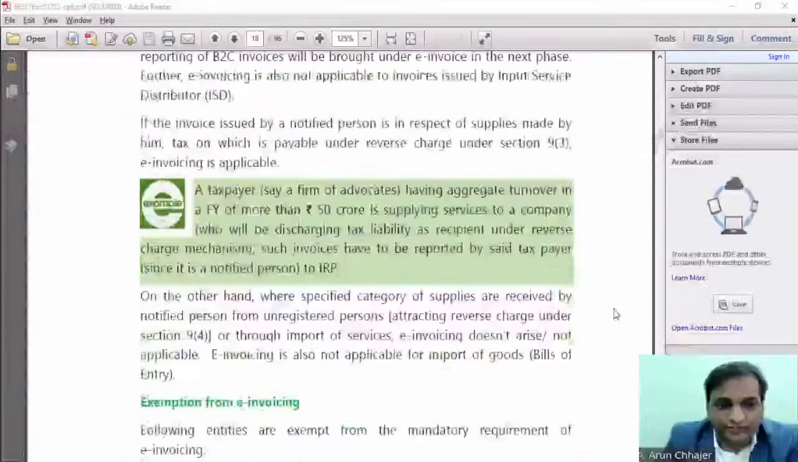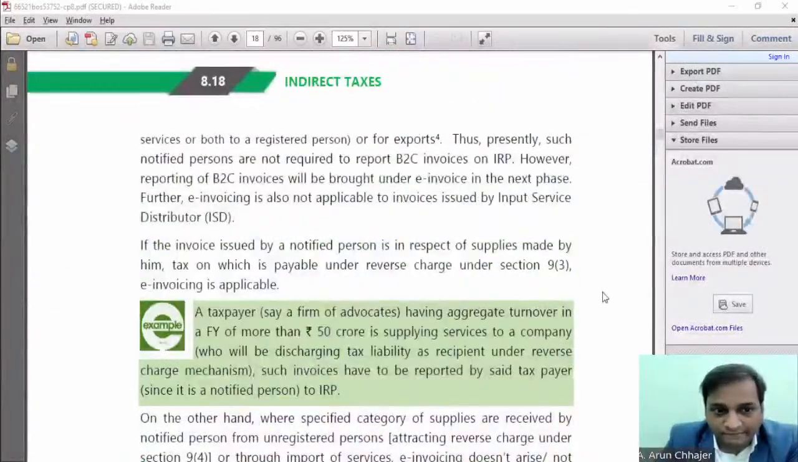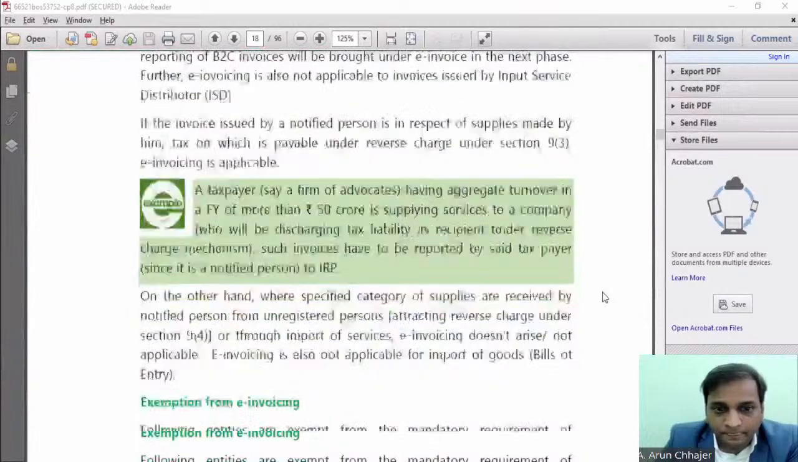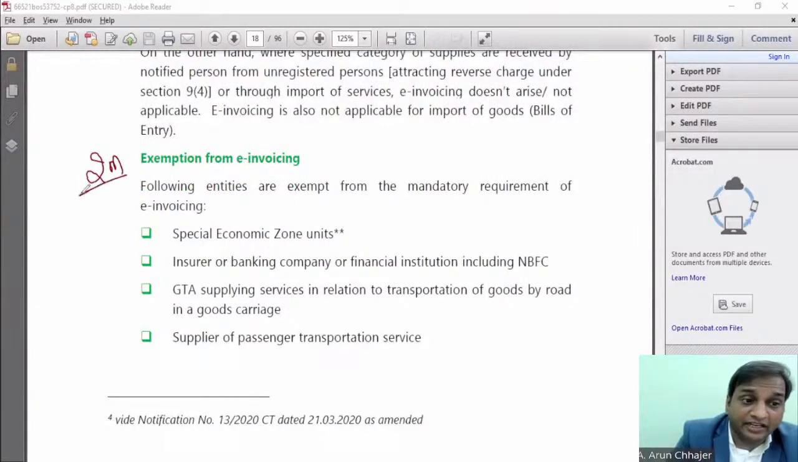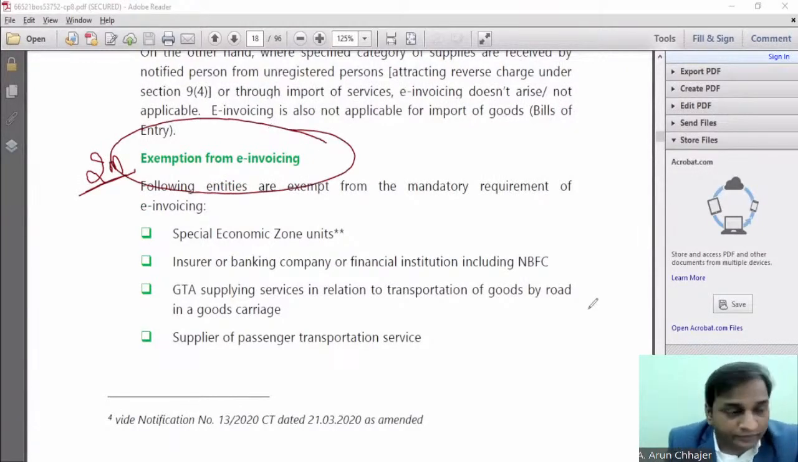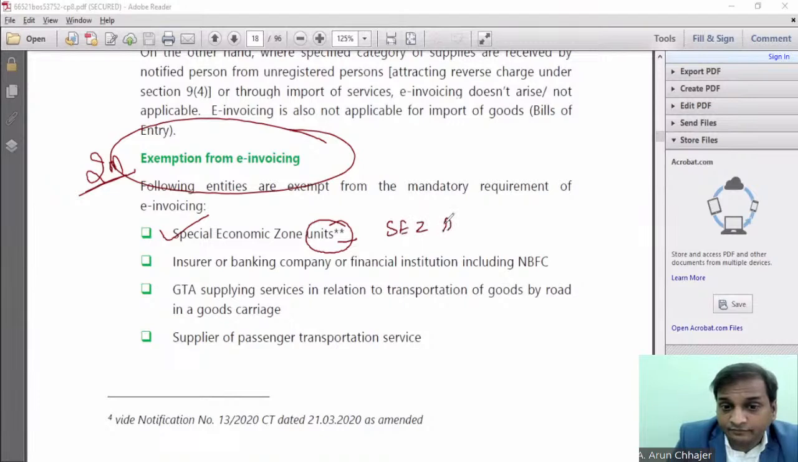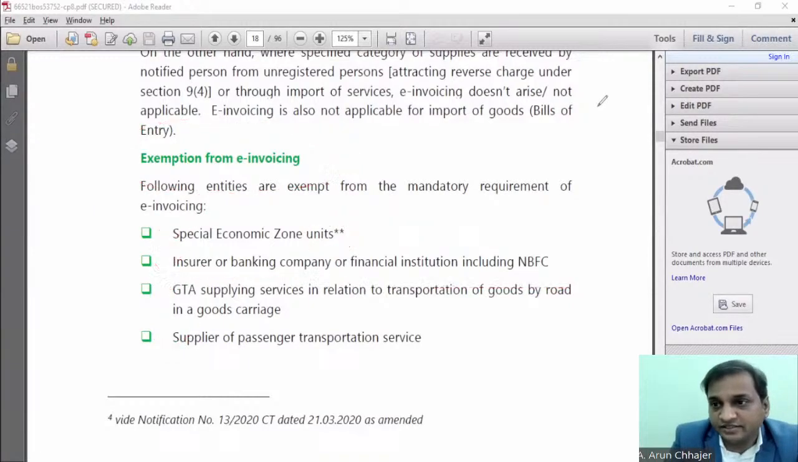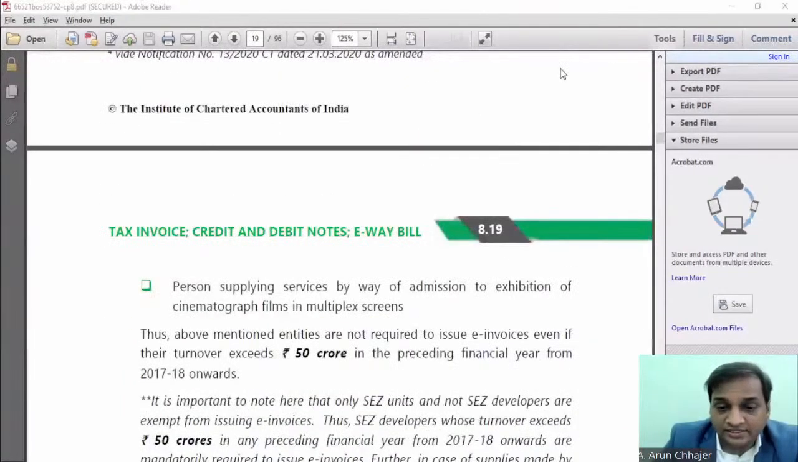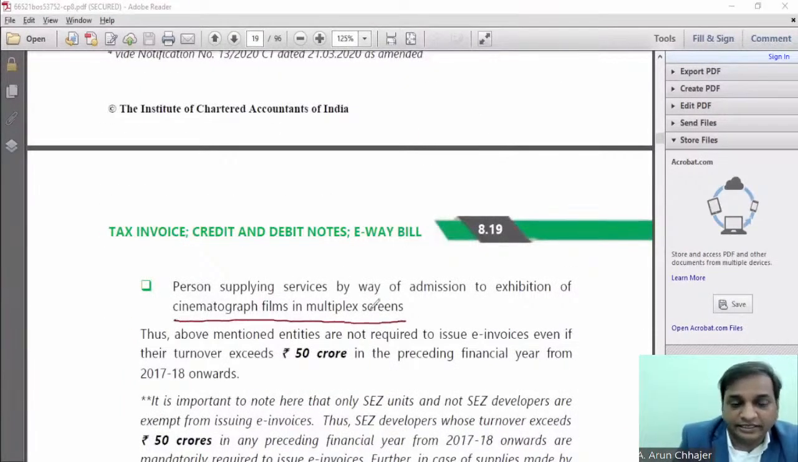Class of the person notified, we have discussed here. Yes, this is important. If it comes, it will ask 2 marks. Who are exempted from e-invoicing? SEZ unit, please note only SEZ unit, not the SEZ developer. Insurance, banking company, financial institution, NBFC, GTA, and passenger transportation services. These are not required by the e-invoicing provisions. And one more, last, cinematographic films in multiplex screen.